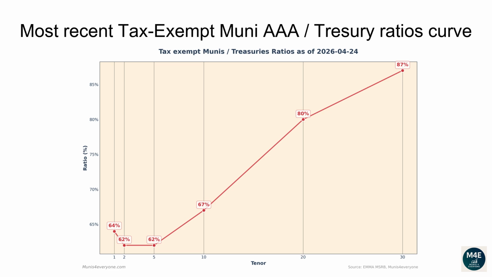The current one-year ratio is 64%. The 2 years ratio is 62%. The 5 years ratio is 62%. The 10 years ratio is 67%. The 20 years ratio is 80%. The 30 years ratio is 87%.